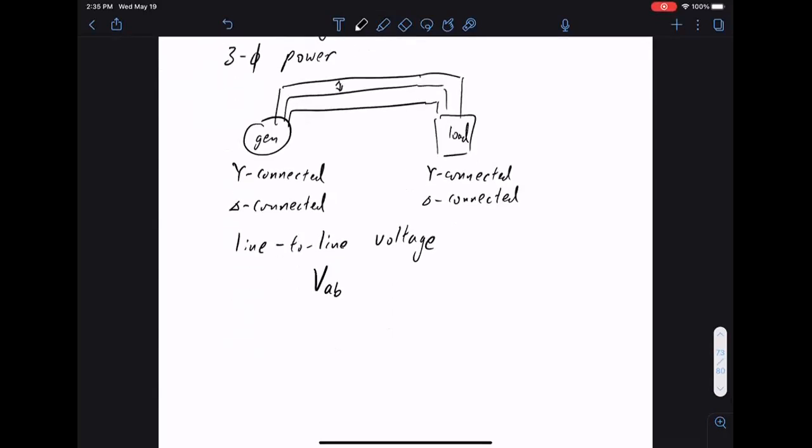So this is the convention for voltage. If a voltage value is given and it's not stated what type of voltage it is, then we assume it's line-to-line voltage.